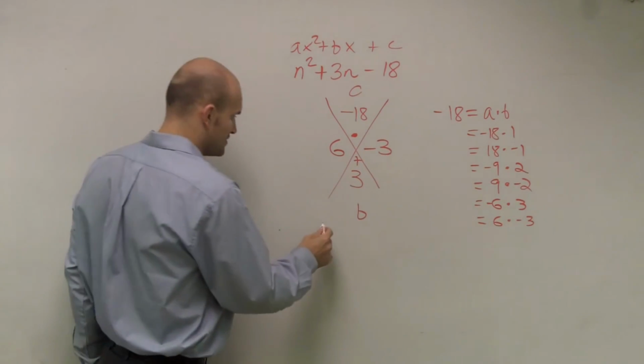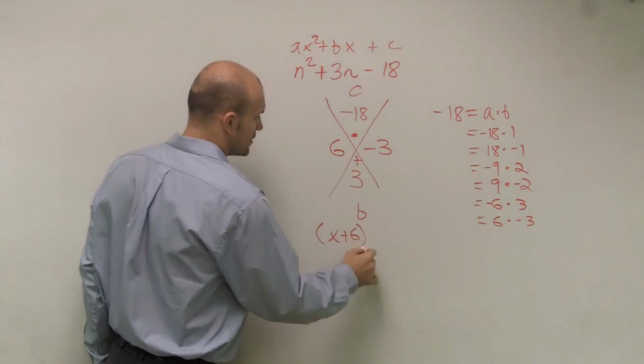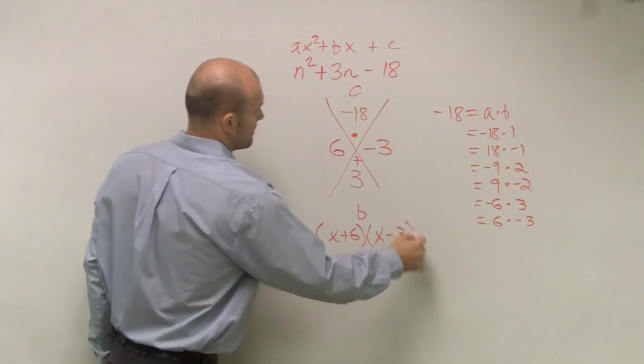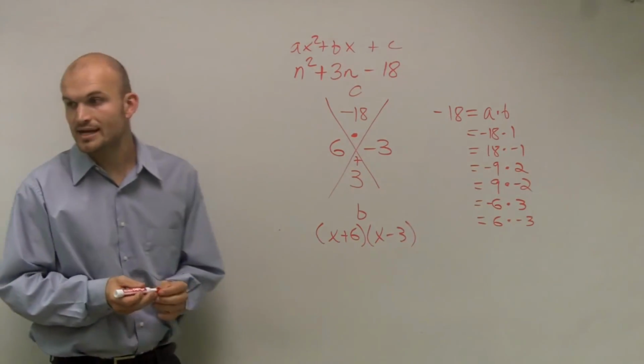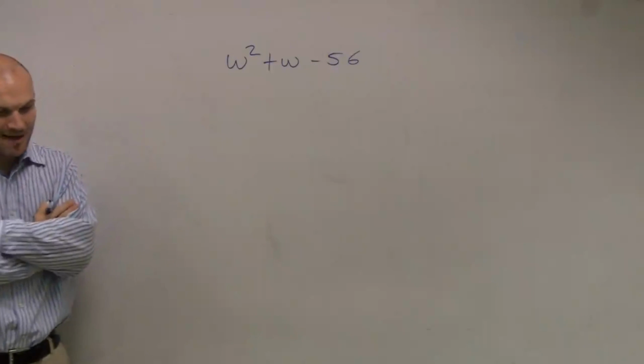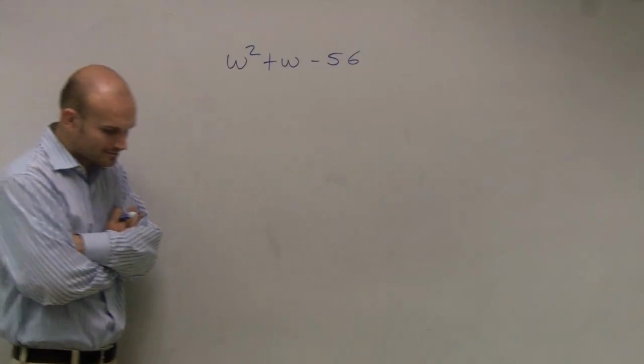Okay? Now, for this video, I'm going to show you how to write it out, even though we have not talked about it yet. But that's how we'd write the finalized answer. We have w squared plus w minus 56.